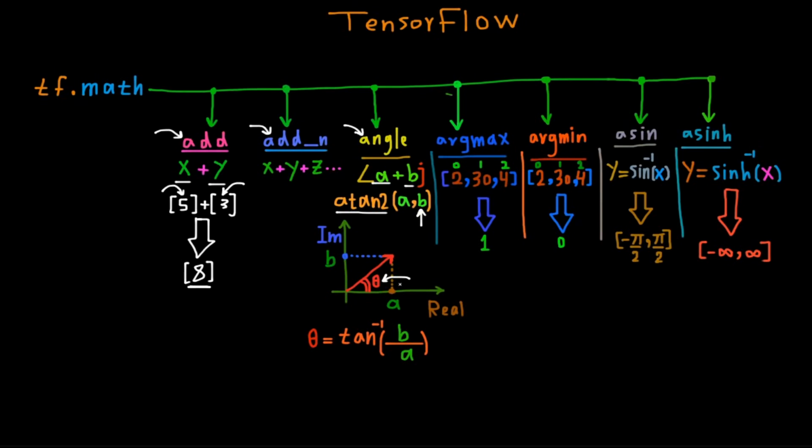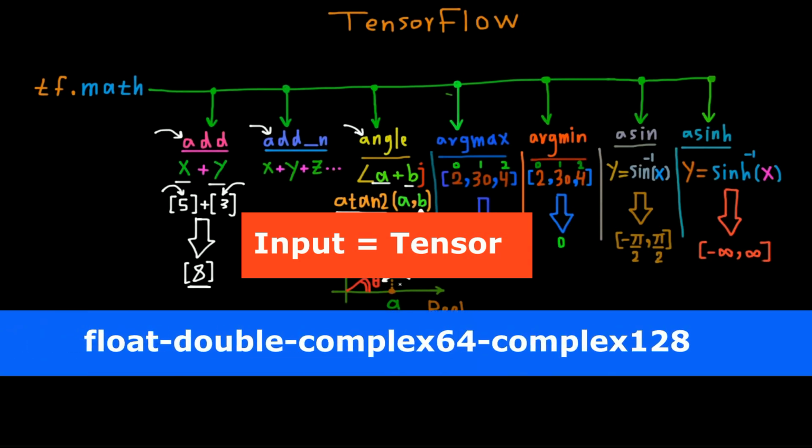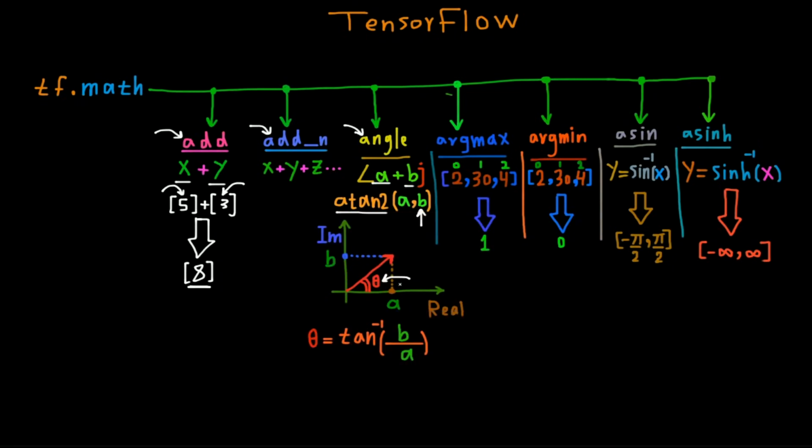Angle function has two arguments. The first one is input, which is a tensor that must be one of the following types: float, double, complex 64, complex 128. And the second argument is name, which is the name for the operation, it is an optional argument.